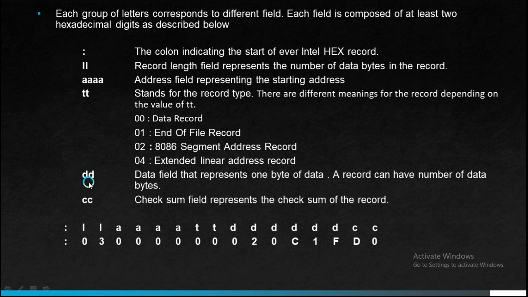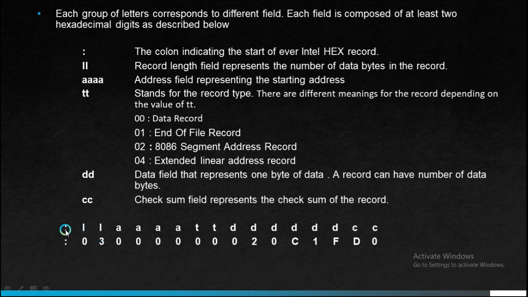Next is DD. DD means the data field or the data that is present in the record. Okay. Next is CC. CC is the checksum field which is actually used to detect errors. Okay. So this is an example.